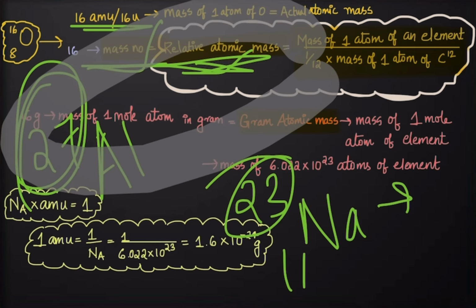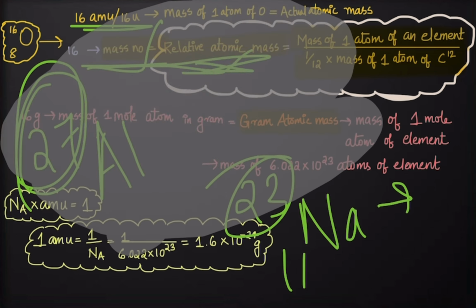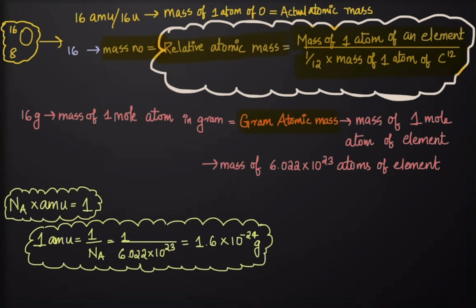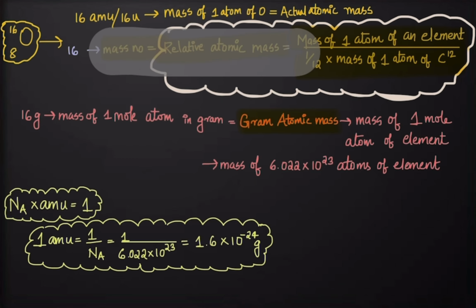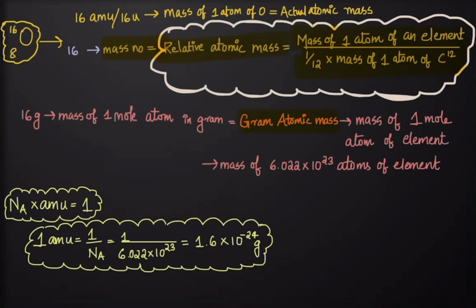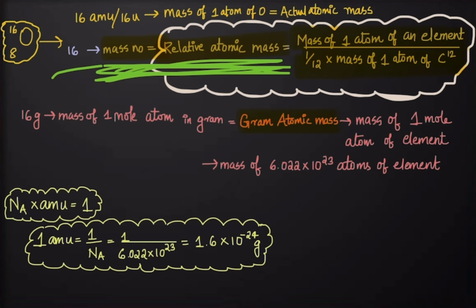So relative atomic mass equal to 27, that is the mass number. Relative atomic mass is equal to mass number. Okay, relative atomic mass, you have only studied this line: relative atomic mass equal to mass number. If you are asked to find the relative atomic mass, it is equal to mass number.